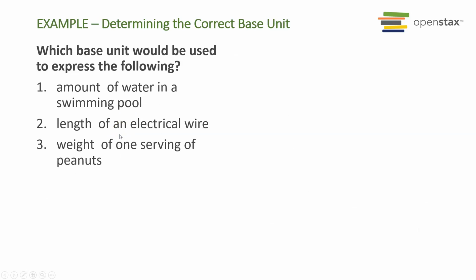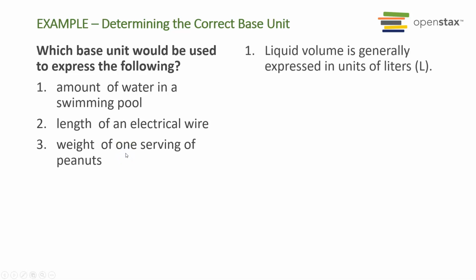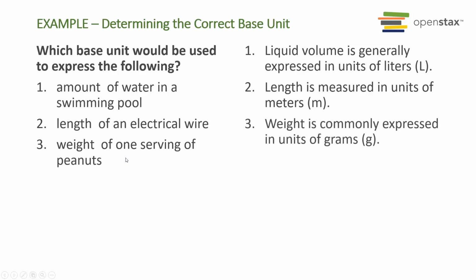Let's look at this example. Which base unit would be used to express the following? The amount of water in a swimming pool, the length of an electrical wire, or the weight of 1 serving of peanuts. For number 1, we're talking about volume or capacity, so generally we would want to express this in liters. For 2, we're talking about the length of something, so we want to measure that in meters. And for the weight of a serving of peanuts, we're talking about weight, so we would want to measure that in grams.